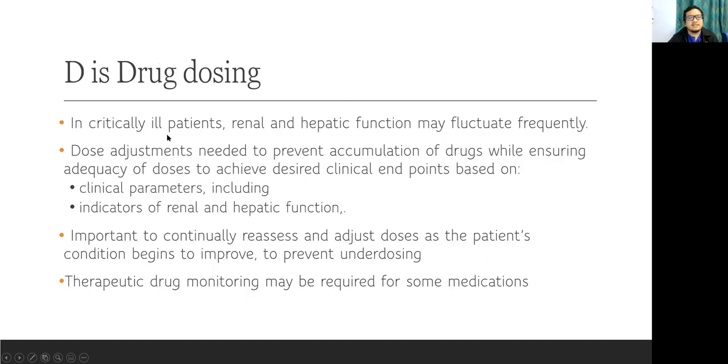So next one is D, drug dosing. Every day, every other day, in critically ill patients, renal and hepatic function may fluctuate frequently. So dose adjustment may be needed for many drugs, such as antibiotics and antifungals. You have to adjust because you want to achieve the desired clinical endpoint, and you don't want the patient to have any side effects, because when the renal function is worsening, the drug will stay longer in the blood and will cause toxicity. Okay, some drugs may even need TDM, then you have to do TDM.